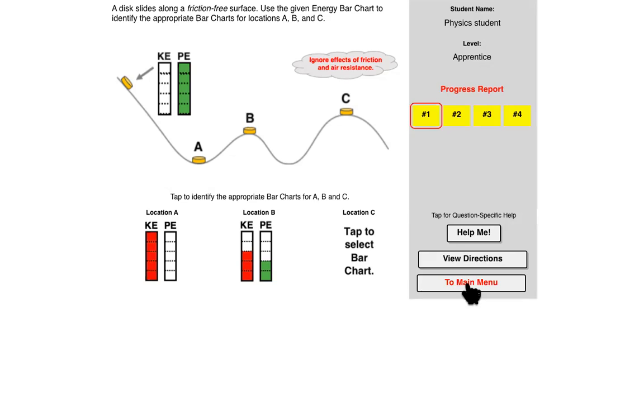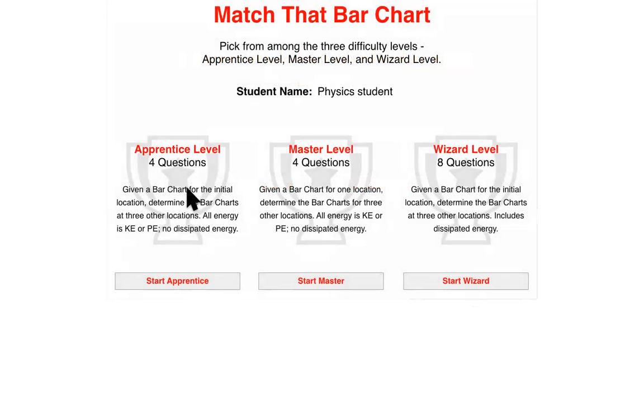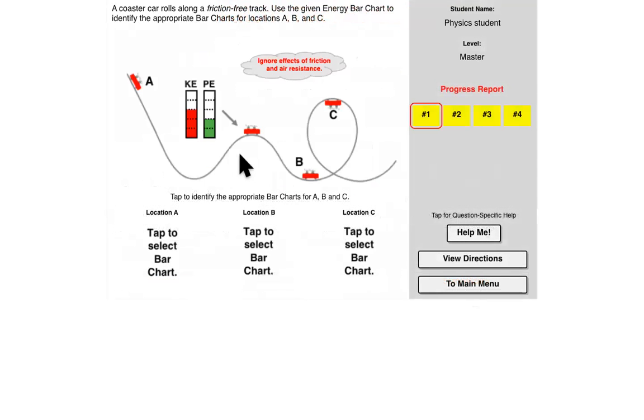So what I'm going to do is go out to the main menu. The only difference between the apprentice level and the master level is that here you were given initial information. It told you what was happening at the beginning. This is giving you information at just some location. Here it's not super complicated. It's still going to be a total of 5 units of energy.